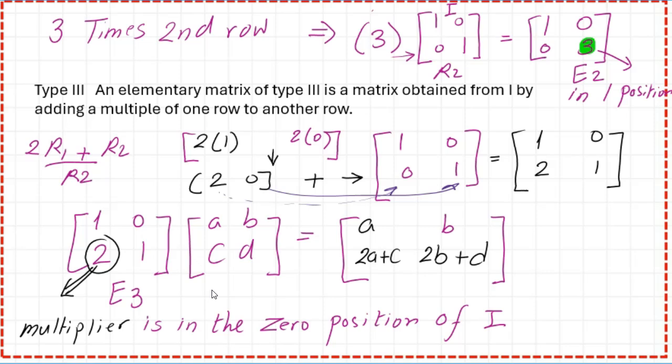Okay, again, we are going to check it in the ABCD matrix. We have 1, 0, 2, 1. 1 by A plus 0 by C, we still have A, and 1 multiplied by B plus 0 by D is B. After we put the 2, what happened? 2A plus 1C, because we have added 2 times A to the second row C, so it becomes 2A plus C, and 2 times B plus 1D, it will become 2B plus D here.